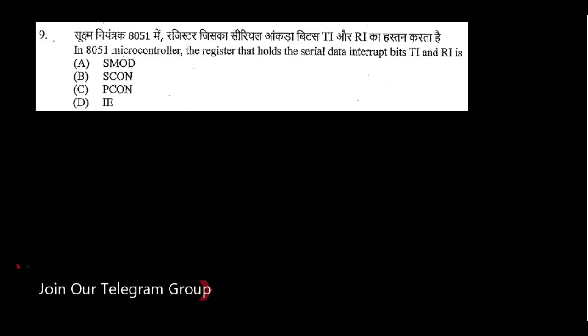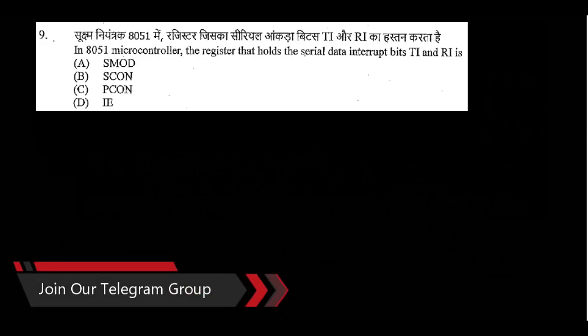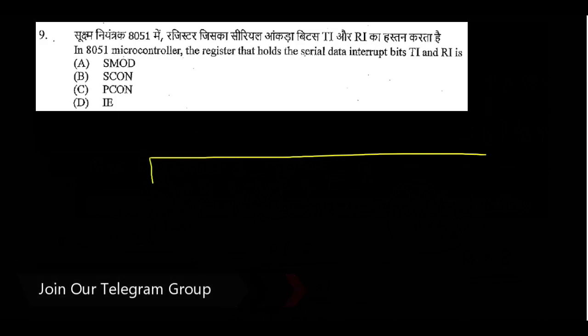In the 8051 microcontroller, the register that holds the serial data interrupt bits TI, that is, after transmitting, this TI flag will set. Also, after receiving the data, the RI flag will set. So that is TI and RI, transmit interrupt and receive interrupt. Most of the 8051 registers are 8-bit.